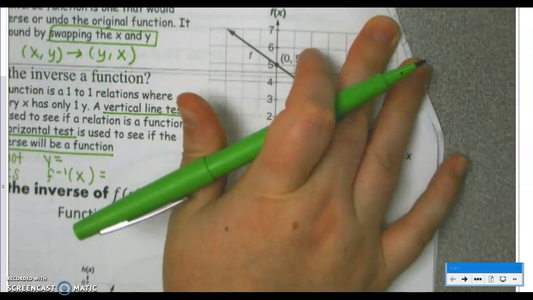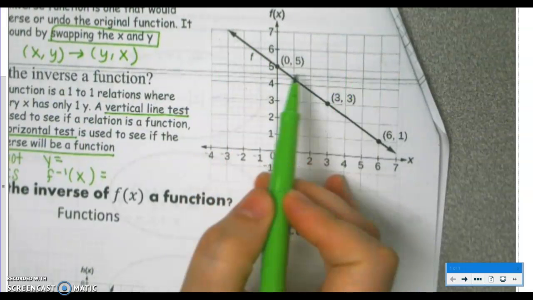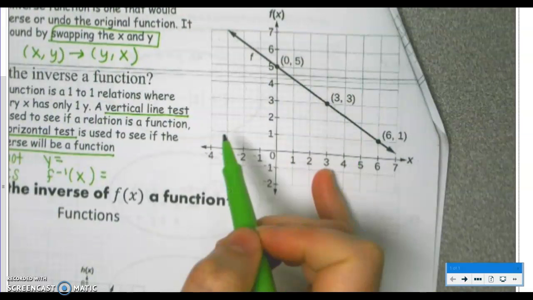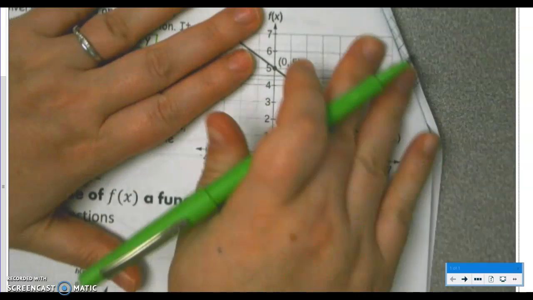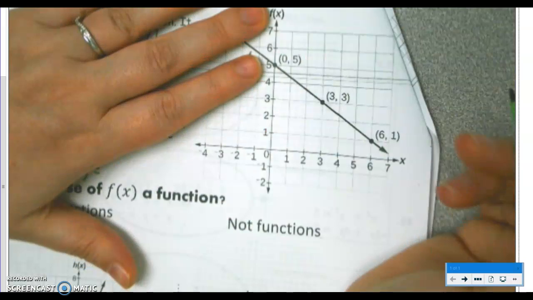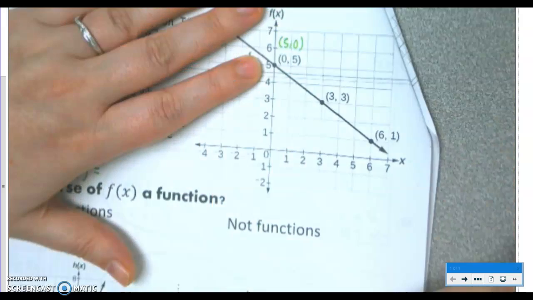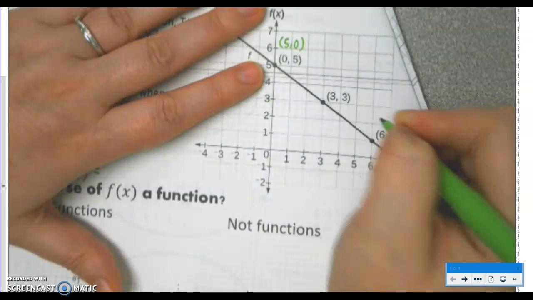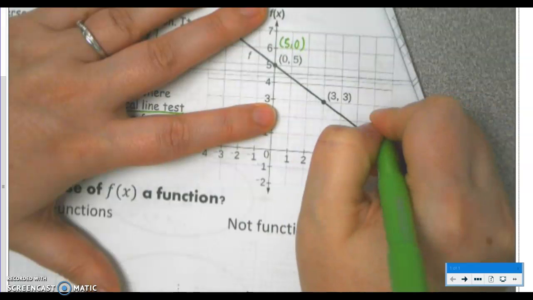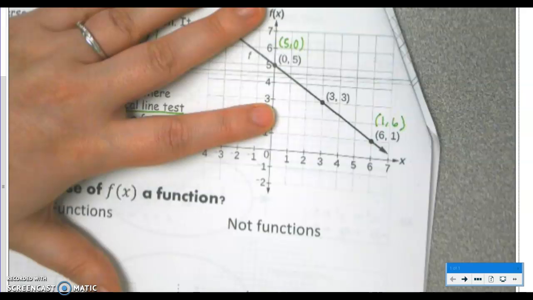So this line is a function, and if I try a horizontal line test, this passes. So this means the inverse will be a function. Whether it's a function or not, we can go ahead and graph it. (0, 5) will become the (5, 0). (3, 3) will stay the same because if I swap those, it's still just (3, 3). But (1, 6) will be that new point because I have to swap the 6 and the 1.